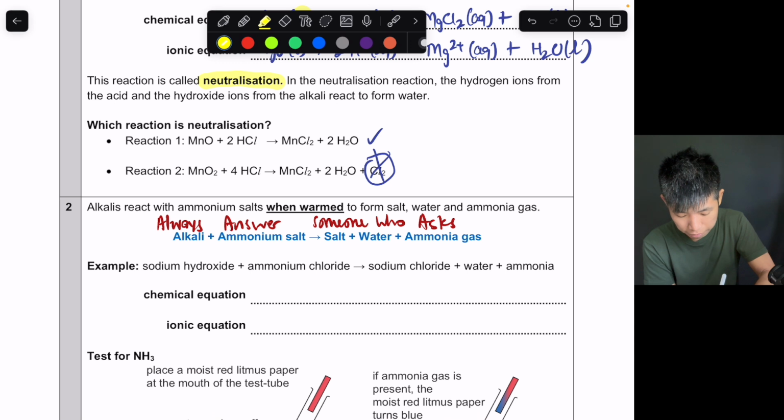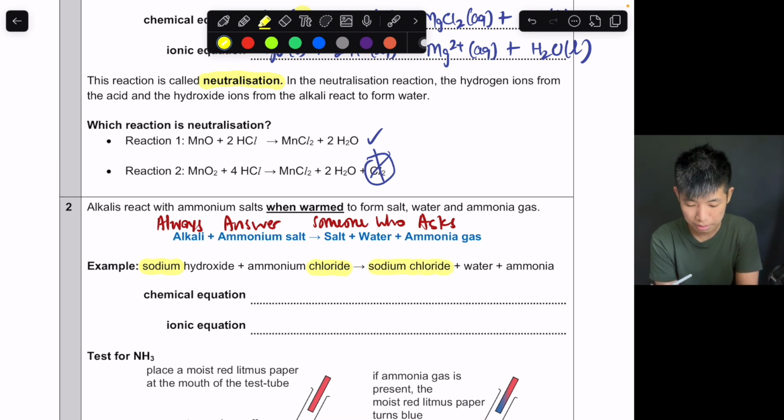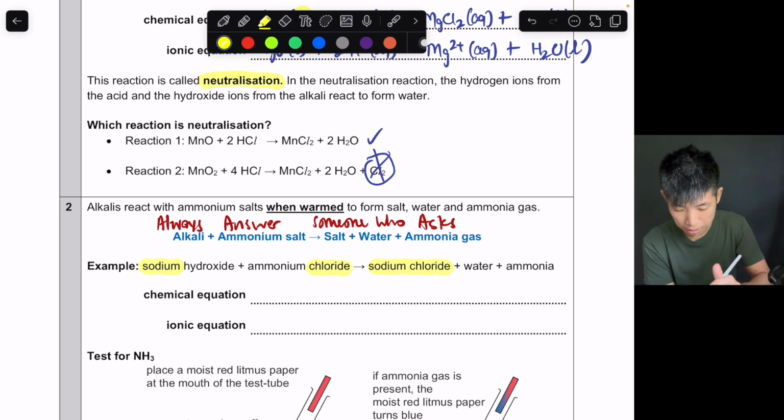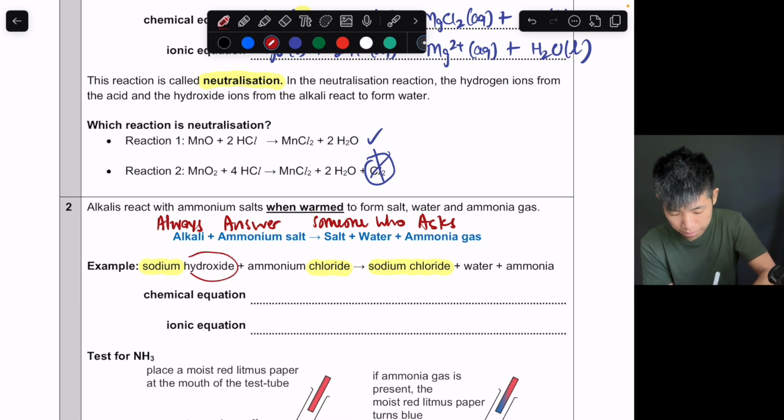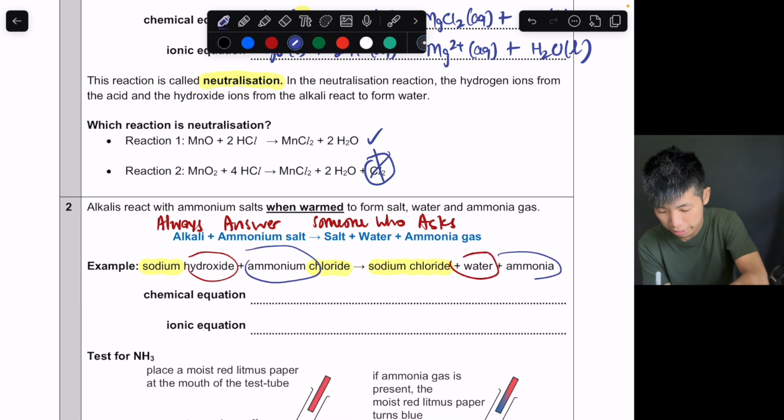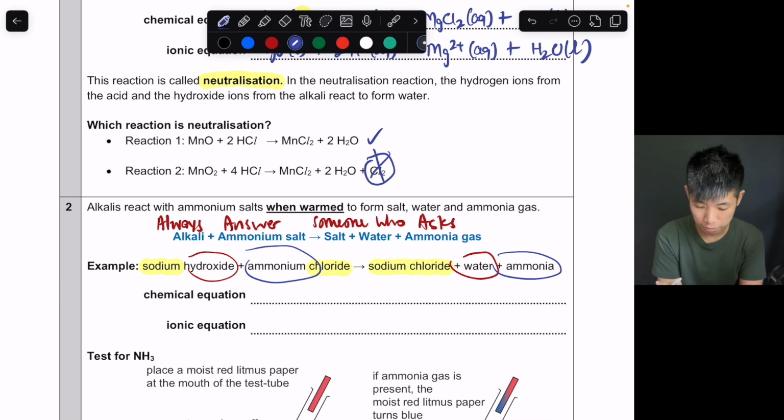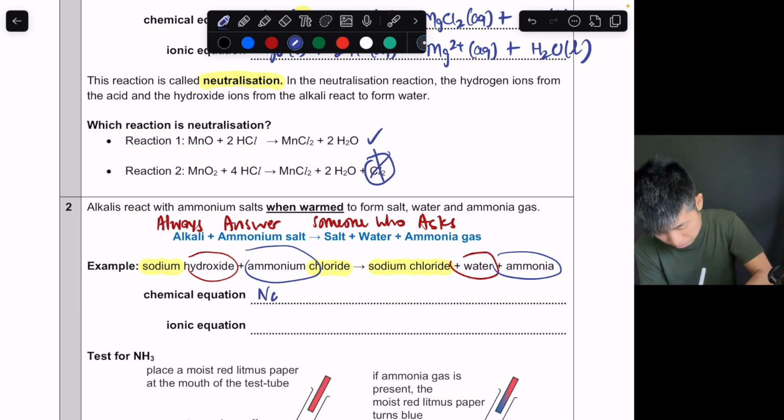If I use the alkali sodium hydroxide and the ammonium salt, ammonium chloride, you will get sodium chloride. The front part of the salt comes from the alkali, the back part comes from the ammonium salt. The hydroxide becomes water, and the ammonium ion becomes ammonia gas. Pause the video, try to write the chemical equation now.